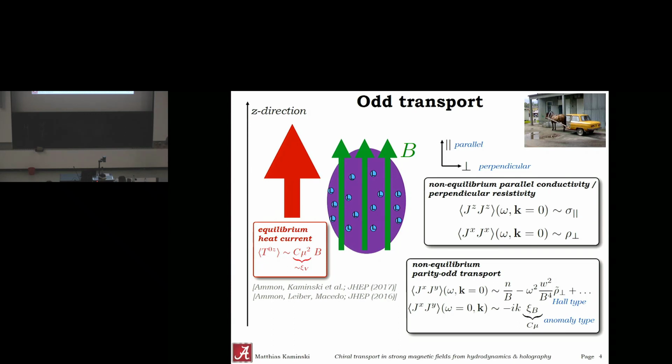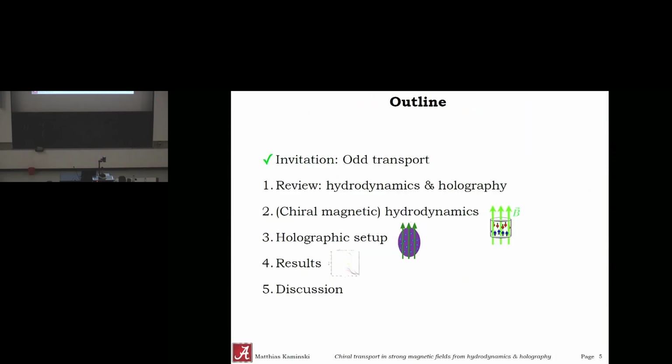So why is there this odd transport, and how can we understand this and classify things? My motivation is, first of all, to review hydrodynamics and holography, a little bit of a tribute to Policastro, Son, Starinets, and Kovtun, who developed this. Then to develop this, for the lack of a better name, I have called it chiral magnetic hydrodynamics. It really is just hydrodynamics done systematically.